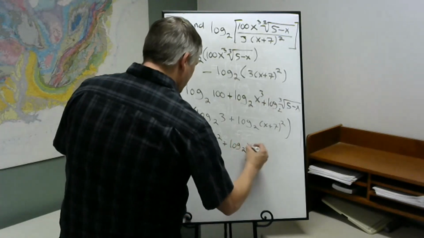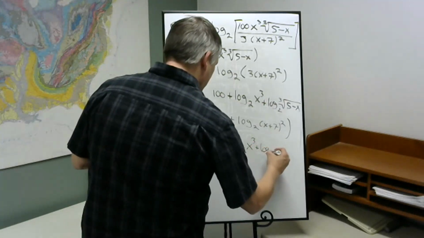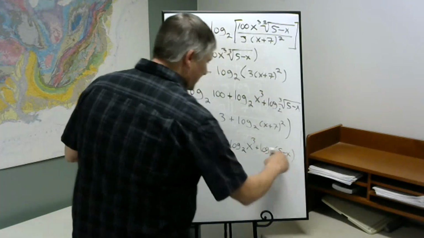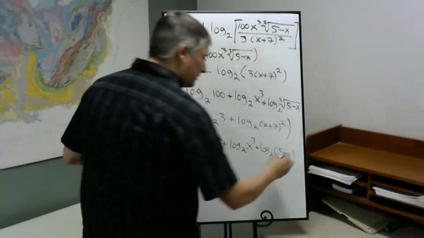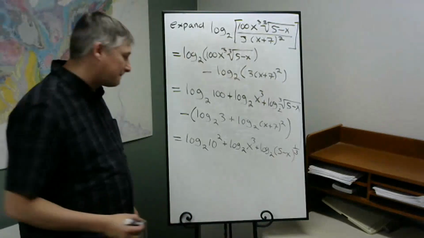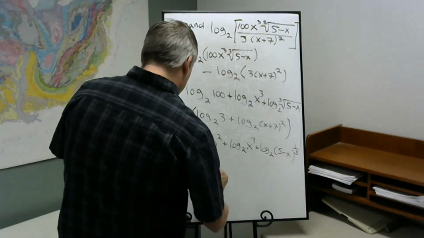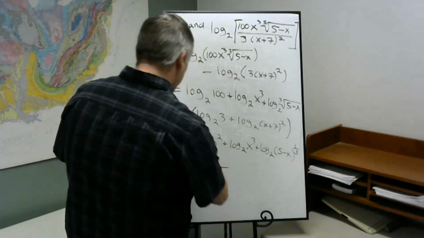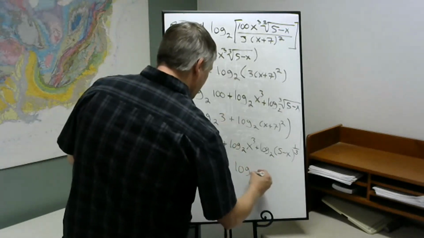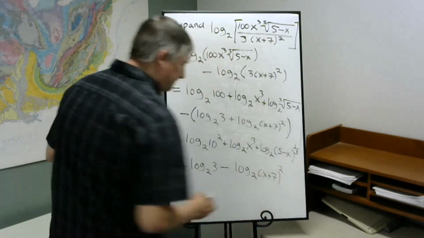Log base 2 of x cubed plus log base 2, and this is 5 minus x. Since we're taking the cube root of the whole thing, well, then the whole thing has an exponent of 1/3. Minus log base 2 of 3 minus, I'm distributing my minus sign, log base 2 x plus 7 squared.